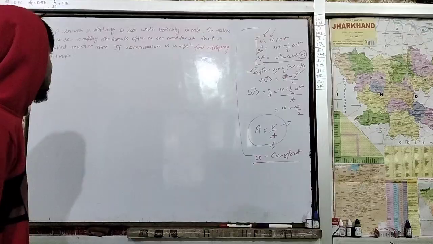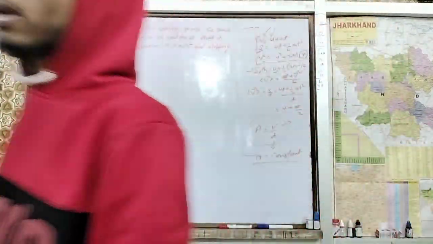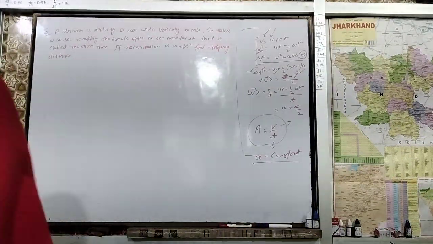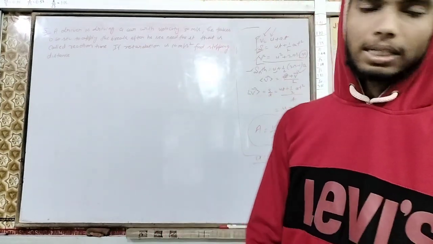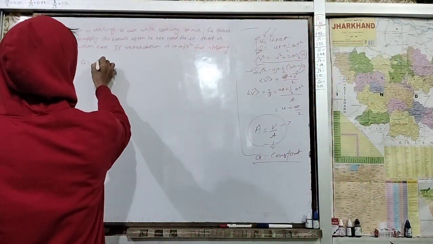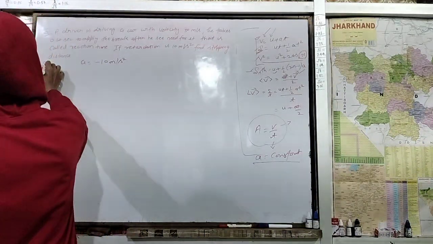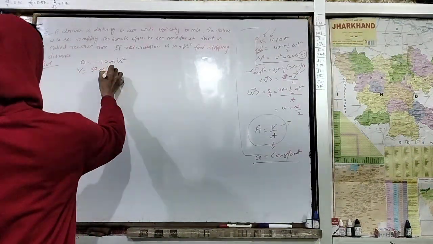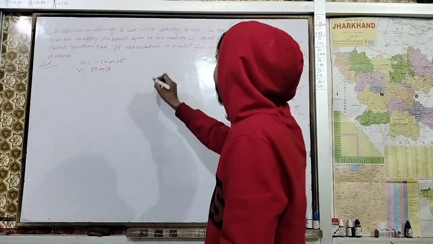That's it. If retardation is 10 meters per second squared, retardation means negative acceleration, where acceleration is decreasing. So retardation a is nothing but minus 10 meters per second squared, and over here our v is 50 meters per second. Now let's visualize it.